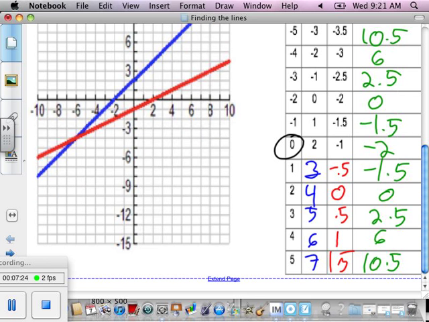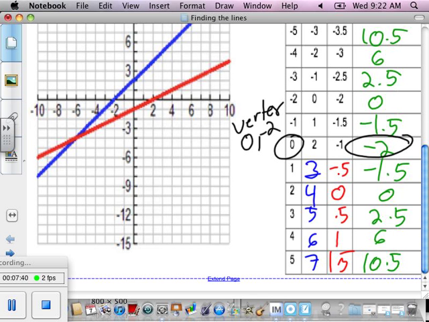It's 0, negative 2. Because this is the x value and that's the y value. Ah. So my vertex is 0, negative 2. So how do I find out what my equation is?